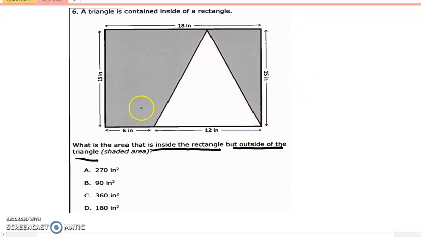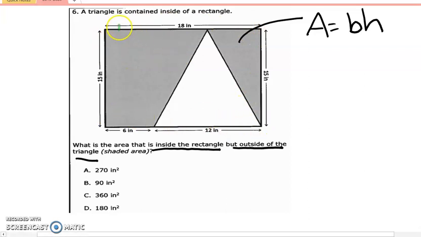So whenever you see that, you're going to have to subtract, because there's no way we can find the area of this shaded part, because there's no equation for it. So what we can do is find the area of the whole rectangle that includes the triangle. We can do that by doing area is equal to base times height. All we need to know is the base of the rectangle.